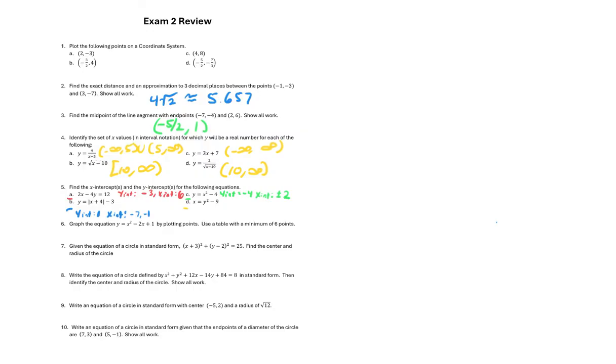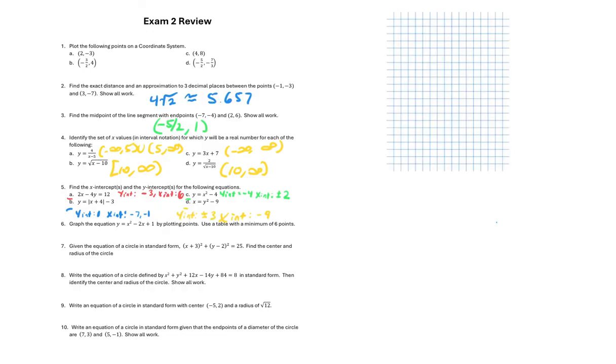So plus or minus 3 is the y-intercept. And then the x-intercept will be x equals 0 squared minus 9, or x equals negative 9.